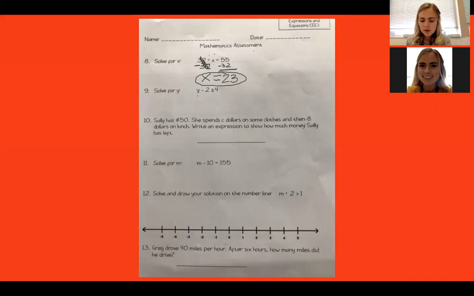So the variable is y. What is with the variable is minus 2. So the opposite of minus 2 is plus 2. So we're going to do plus 2 on both sides of the inequality. So minus 2 plus 2 gives us 0. So then we have y all by itself. And then we keep the greater than or equal to sign. 4 plus 2 is 6. So y is greater than or equal to 6.